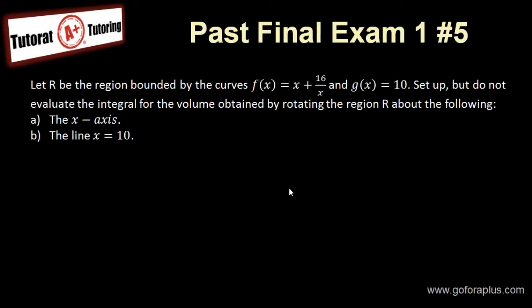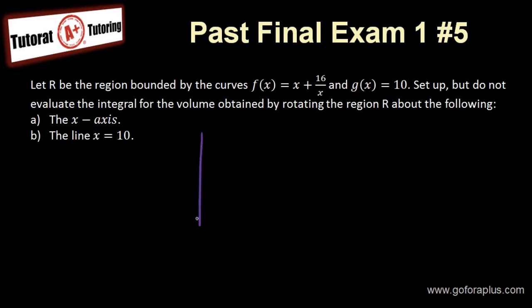In this session, I'm going to show you how to solve number 5 in past final exam number 1. Let R be the region bounded by the curve f of x and g of x. Set up but do not evaluate the integral for the volume obtained by rotating the region R about the x-axis or the line x equals 10.